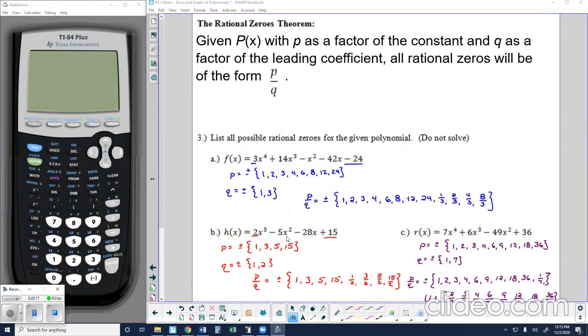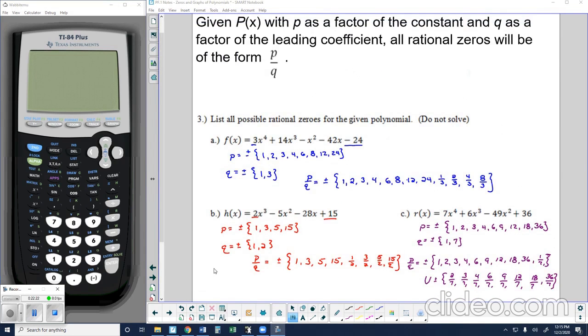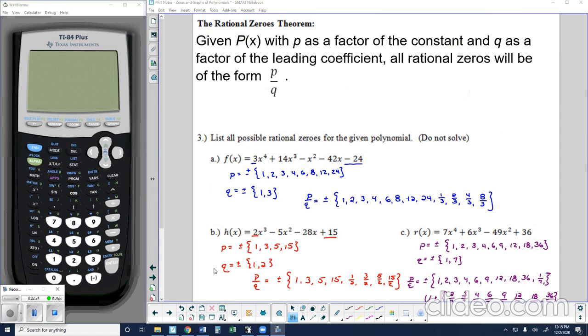This is a good place to stop with polynomials. We will continue taking a look at those zeros of polynomials and then get into graphs of polynomials.